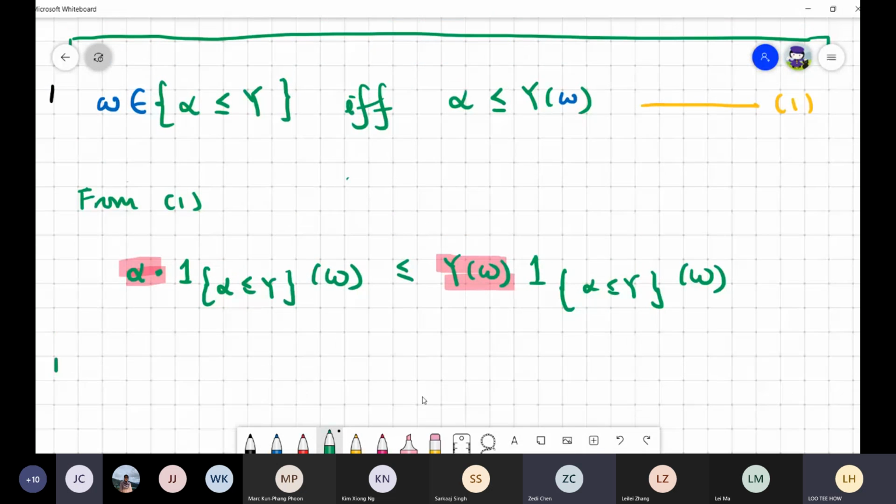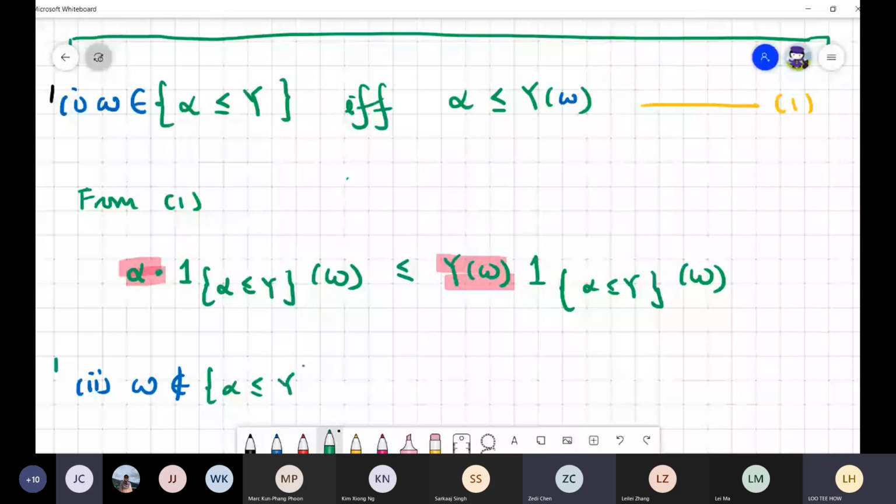Yeah, of course, when omega does not belong to here, both sides equal 0. So this is the first case when omega belongs to here. We get this ready. So maybe you can say this is case number 1. Okay, let's look at case number 2, when omega does not belong to here.